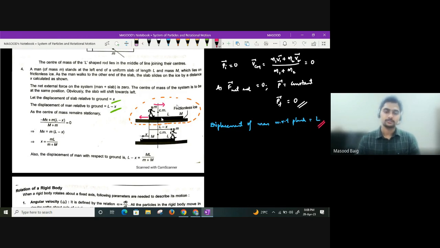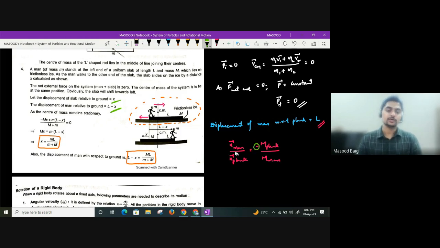Clear all of you? Yes or no? So what is the displacement of plank? Small m into capital L divided by small m plus capital M. And what is displacement of man? Capital M into L divided by small m plus capital M. Always remember, very important case, guys. The ratio of displacement of man to the displacement of plank will be in the inverse ratio of the masses, guys. Mass of the plank divided by mass of the man. So what is the minus sign going to indicate here? They will get displaced in opposite direction.